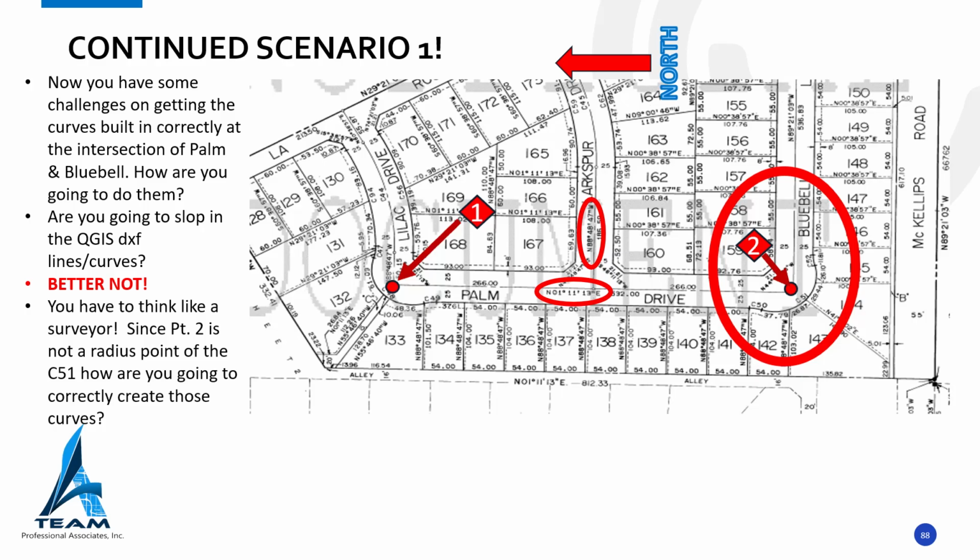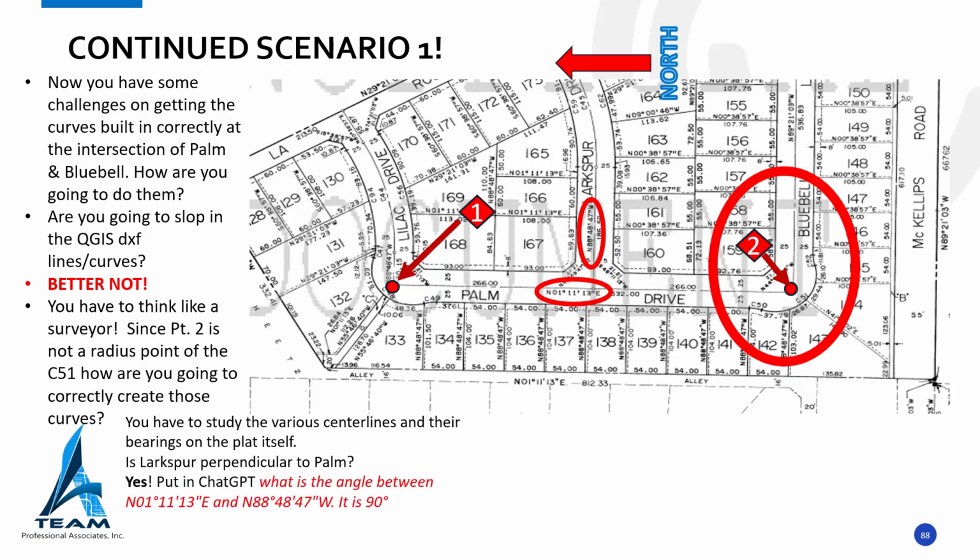You have to think like a surveyor. Since point 2 is not a radius point for curve 51, which this is curve point 2 and this is curve 51, obviously just by the naked eye you can look at it and go, where would the radius point be for this curve? It would be somewhere out in this area, right? It's just not even close to point number 2. It was never intended to be the radius, just so that you know that. So you have to study the various center lines and their bearings on the plat itself a little bit further. And so is Larkspur, this is Larkspur, and this is why this ellipse is here, and then this ellipse is there on Palm. Is Larkspur perpendicular to Palm?